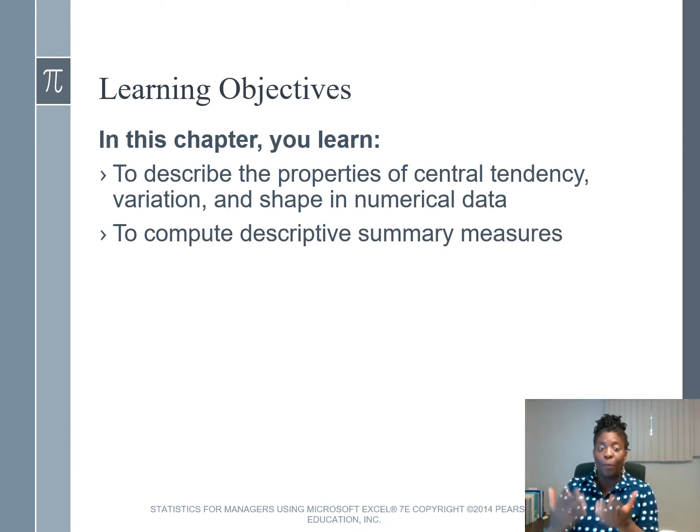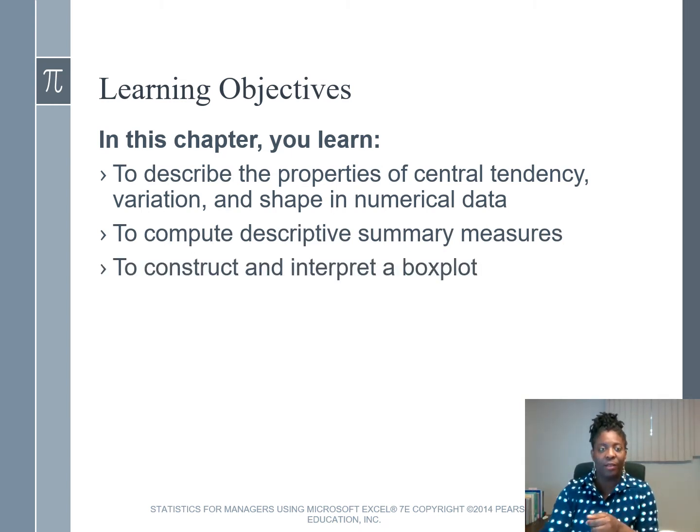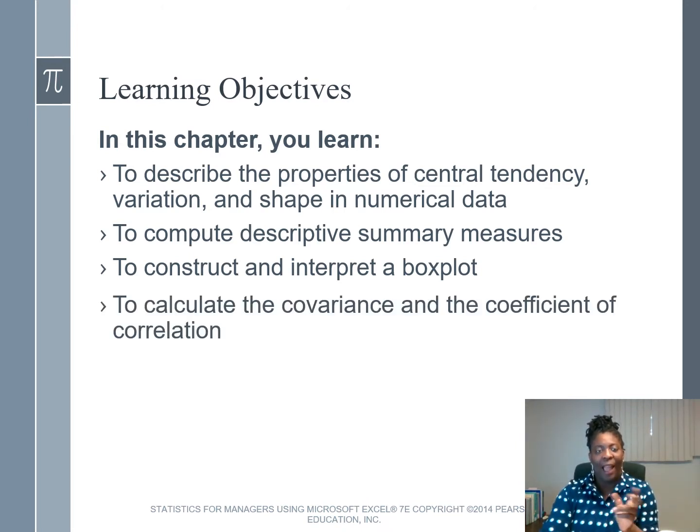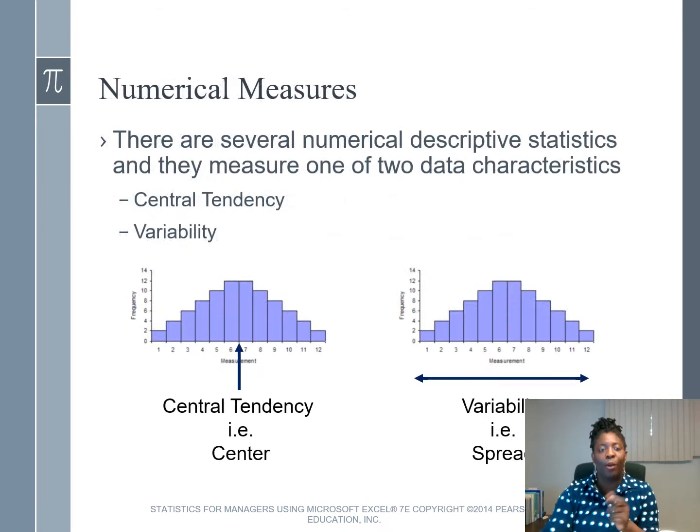We're going to learn how to compute descriptive summary measures, and how to compute and interpret a box plot. That's a special kind of graph that tells you how data is distributed. The idea being that if we know a little bit about data and can talk about the distribution of the data, then we can use a small sample to predict a population. And then we're going to talk about covariance and correlation coefficient.